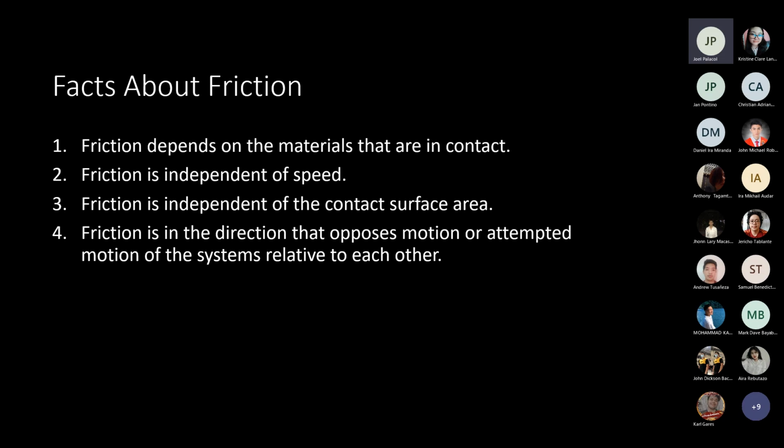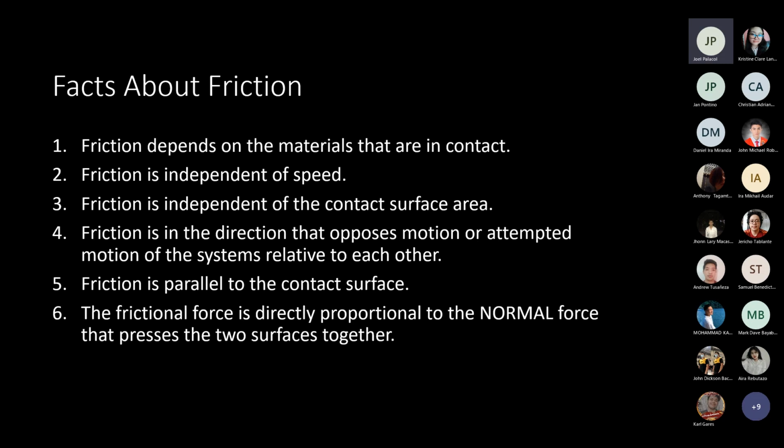Friction is in the direction that opposes motion or attempted motion of the systems relative to each other. Frictional force always opposes the direction or attempted direction of motion. Friction is parallel to the contact surface. Sliding friction is always parallel to the surfaces that are in contact.